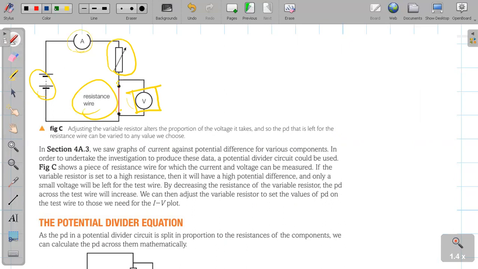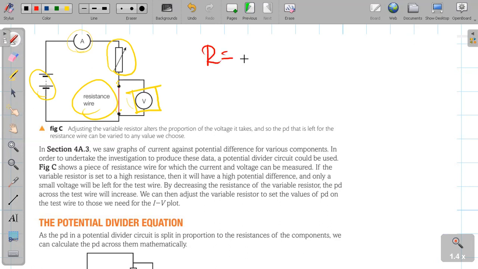What is the resistance wire? Resistance wire means any wire like nichrome. Those have really high resistance. According to the length of the wire, resistance varies. You know that the resistance equation is R equals rho L over A.